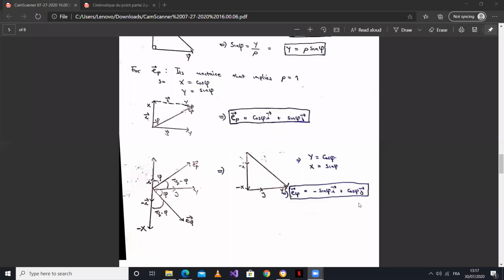So we go back to our lesson. Share screen. Just stop video aside.